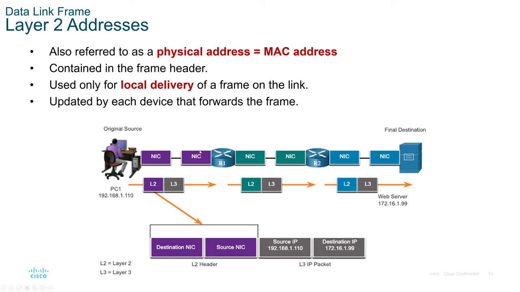So we have unicast, broadcast, and multicast. Unicast: when a frame is sent from a single transmitting device to a single destination, that is called a unicast. In broadcast, all hosts will receive the frame. It gets flooded out all Ethernet switch ports except the incoming port. However, it is not forwarded by a router.